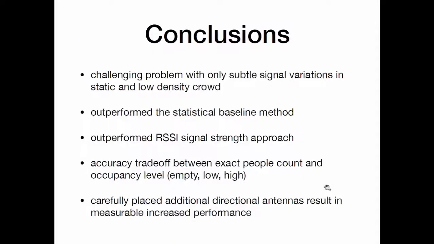So I want to come to the conclusions. It's a challenging problem with only those subtle signal variations by those mostly static and sitting people in an office room. In related work, moving people were used and statistical models were extracted out of this, but it's a very artificial approach to detecting a crowd in a real-life scenario. We outperformed the statistical baseline method. We outperformed the RSSI signal strength approach. You can see more about this in the paper.